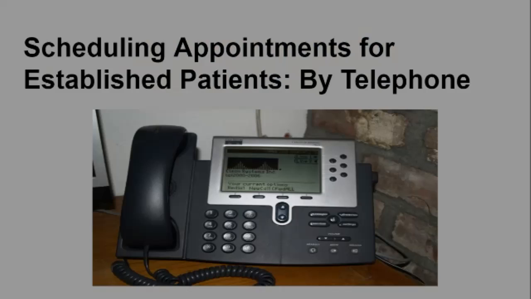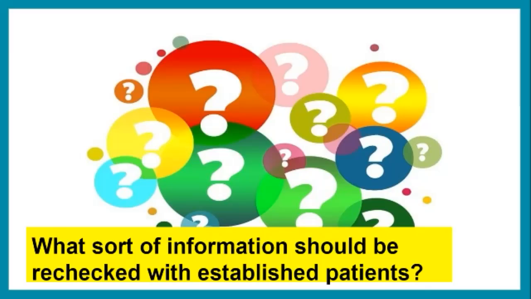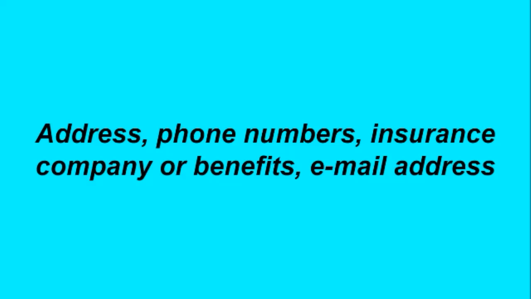Scheduling appointments for established patients by telephone. To find a suitable time in the schedule, you only need to know when the patient must return. No need for directions or parking information, and recheck information with the patient if it has been a while since the last visit. What sort of information should be rechecked with established patients? This is very, very important. The address, the phone numbers, insurance company or benefits, and the email address.